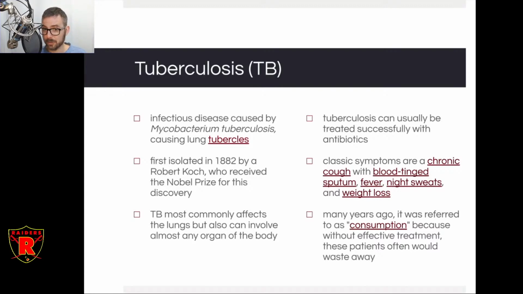What are the symptoms? You have a cough. Often it has blood in it, which is from the irritation that's caused by the tubercles. Fever. You get a lot of sweating, especially at night. And it causes a decrease in appetite and weight loss, which is where the whole consumption name came from. People kind of looked like they were wasting away when they got tuberculosis.